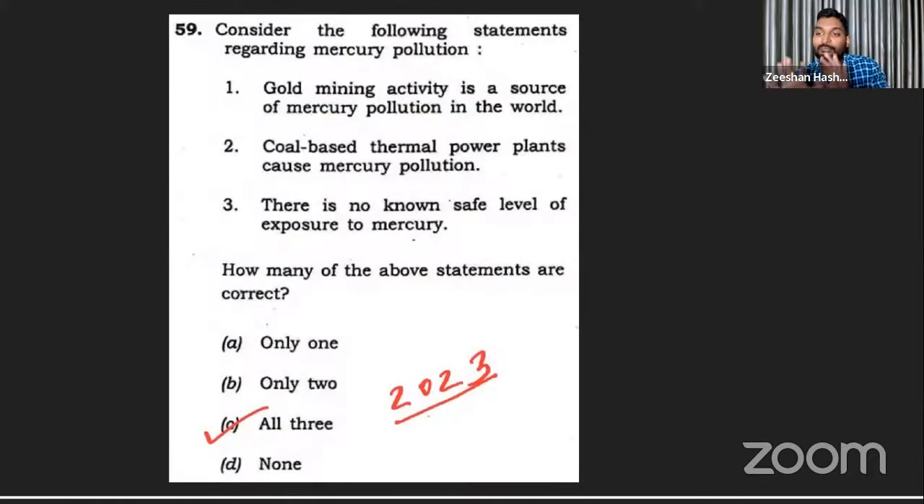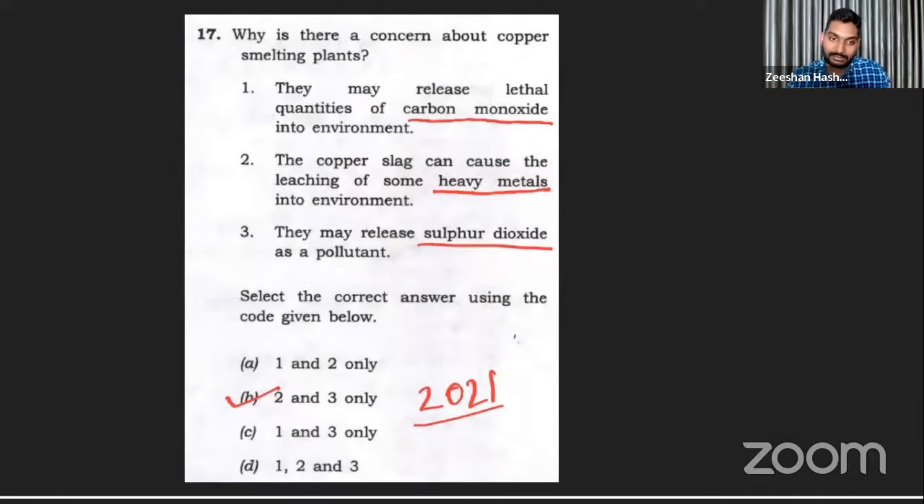Here, the focus was on mercury and different sectors, different industries having an impact on mercury. And statement 3 was a general statement on mercury. Similarly, here in 2021, the focus was on copper smelting plants, but different pollutants were being discussed: carbon monoxide, heavy metals, sulfur dioxide. So what is our learning? What is our learning from these questions that we have compared?